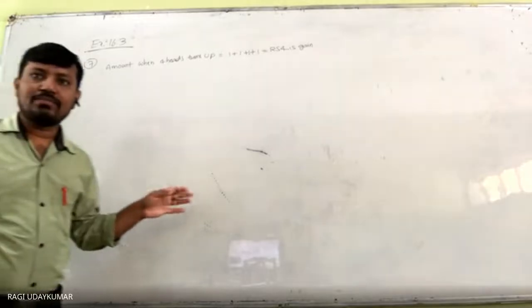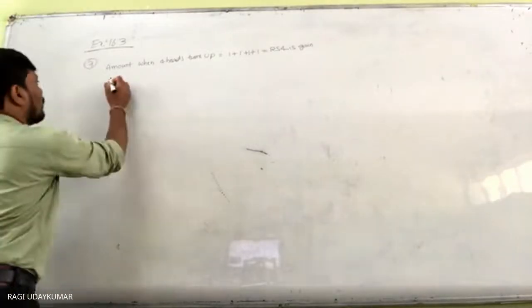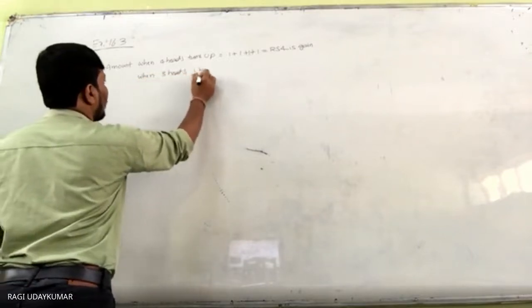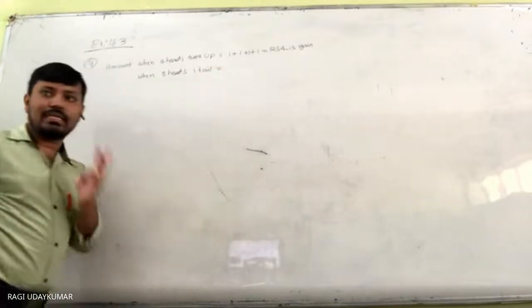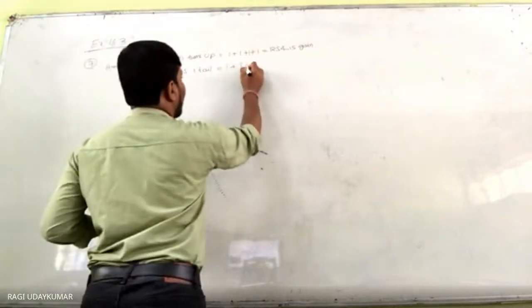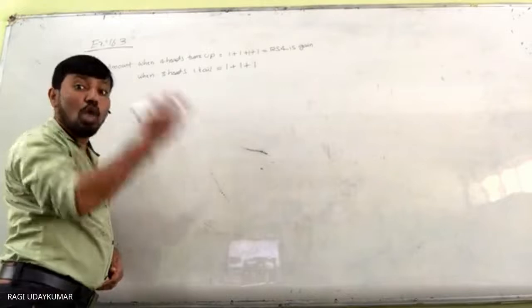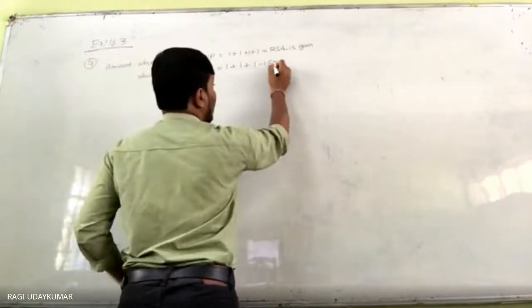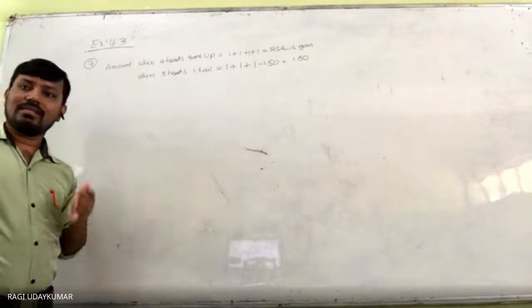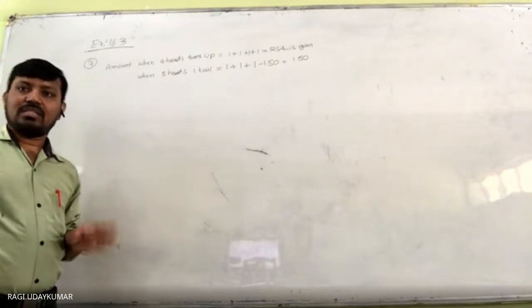And there is a chance of getting 3 heads and 1 tail. For 3 heads, he will get 1 plus 1 plus 1 rupees, and for 1 tail he will lose 1 rupee 50 paisa. Now the number of outcomes will be 16, because when you take everything into consideration, 16 outcomes will be there.